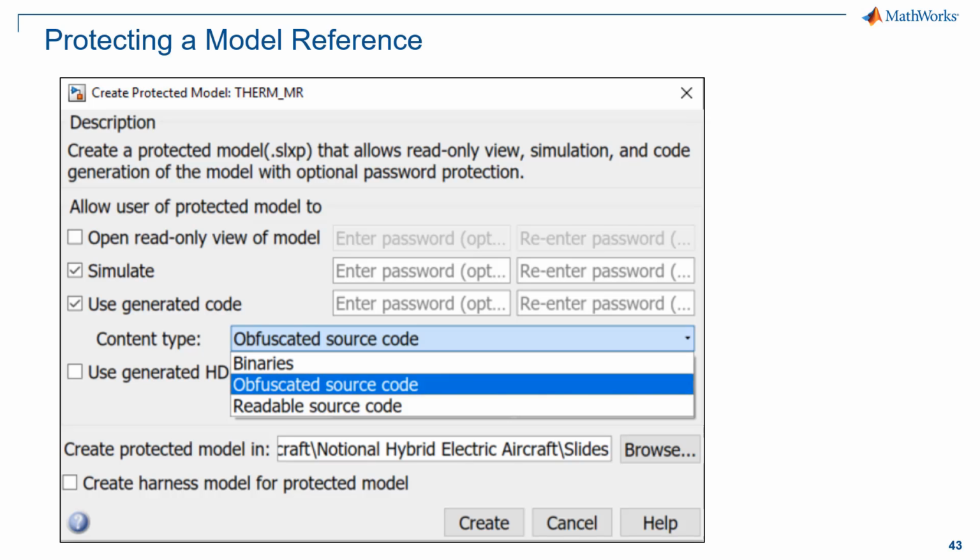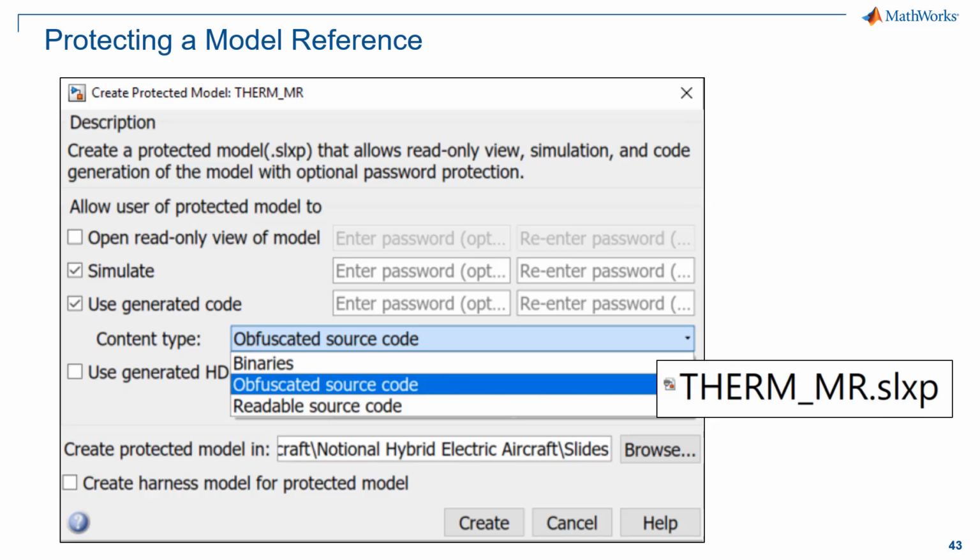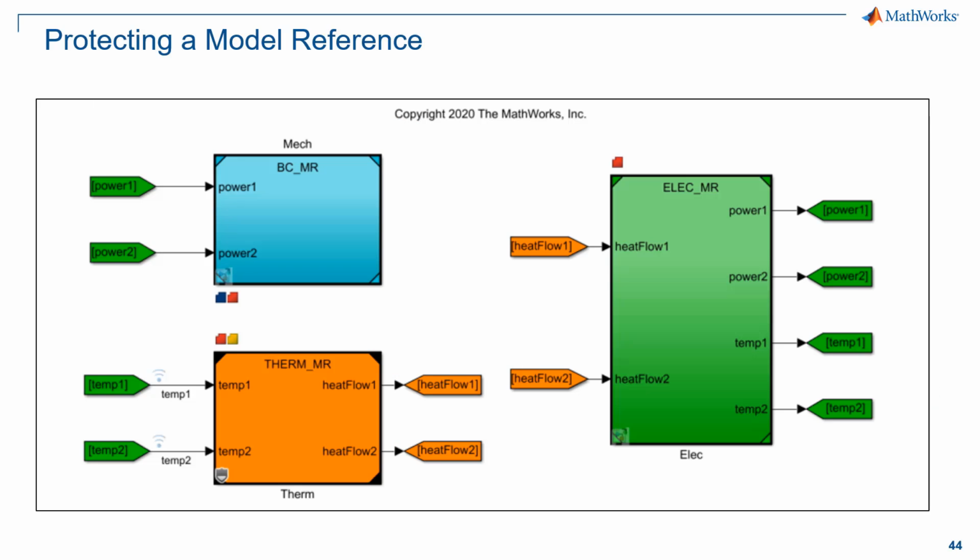There's a few sub-options of what to do with the code. In this case, I've selected obfuscated source code, meaning that the generated code will have reduced readability. So as I said, by selecting Use Generated Code and then selecting the slrt.tlc file for code generation, I'm going to be able to deploy this protected model on Speedgoat. When you click Create, an SLXP file will be created. This is a protected Simulink model. You can then refer to the protected model in the model reference.